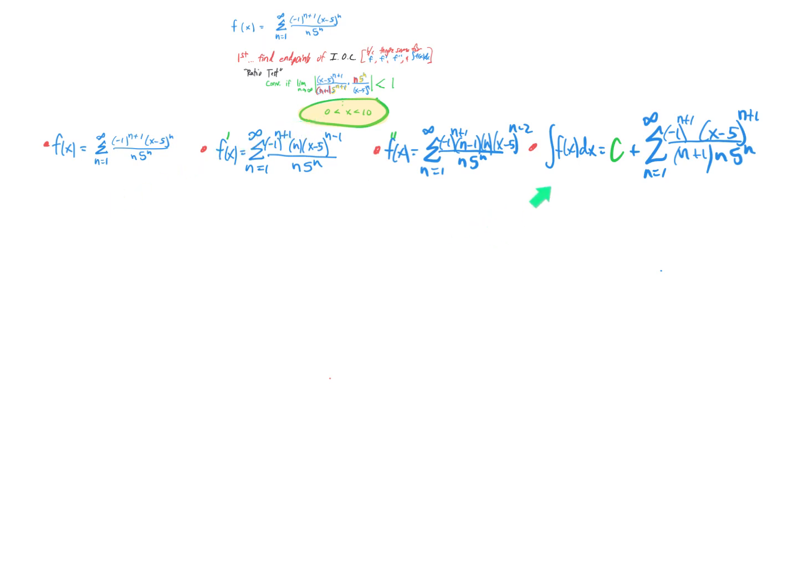Oh, quick note, everything here is fine. However, we could change the index of summation on one of these. Let's look at the first function. When n is 1, we have an x minus 5 to the 1st power. For the first derivative, when n is 1, we'll have x minus 5 to the 0 power, which is 1. So we just have n over n times 5 to the n. We can cancel out those n's. And again, when n is 1, we have 1 over 5.